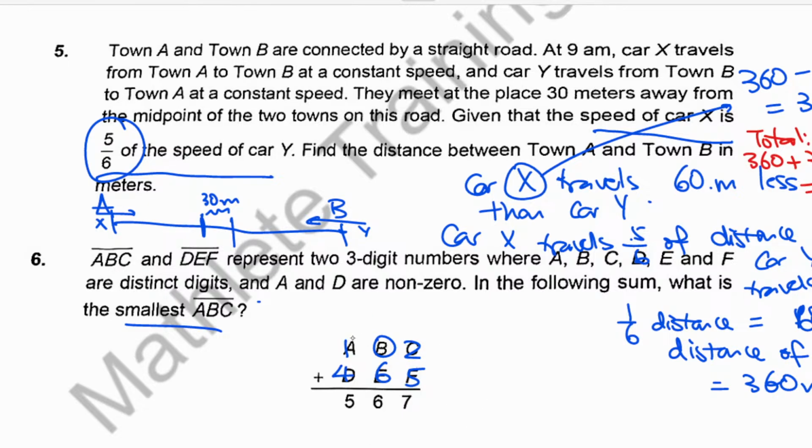Okay, so the logic behind this is you want your A to be as small as possible, right? So you choose it to be 1. Then if you have no carryovers, then your D will be 4. Then because your B, you want it as small as possible, you can choose it to be 0. And then after that, E is 6. And then after that, C is the next smallest number, which is 2. And then F is 5. So the smallest ABC is 102.